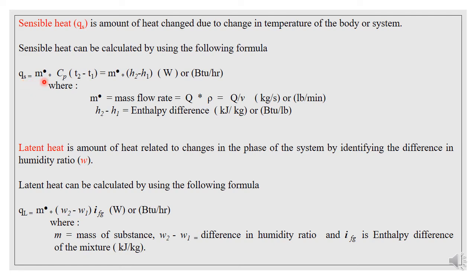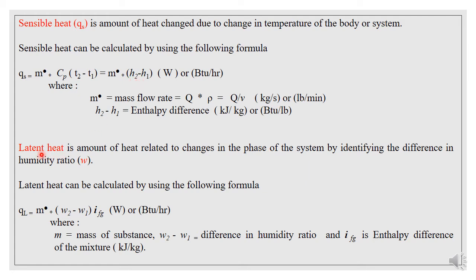is equal to mass flow rate times the heat capacity at constant pressure, because the air is allowed to expand, so it is Cp, times the difference of temperature, and also equal to the mass flow rate times the specific enthalpy difference.